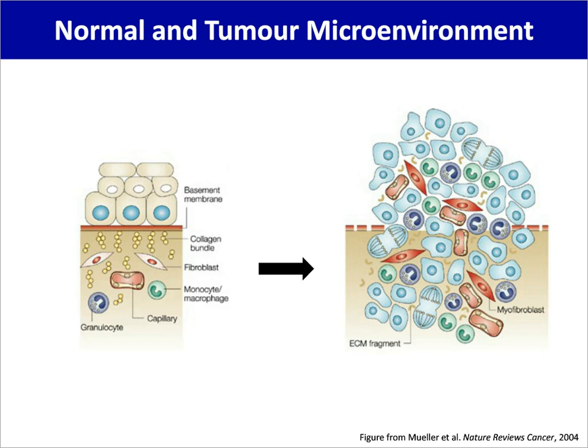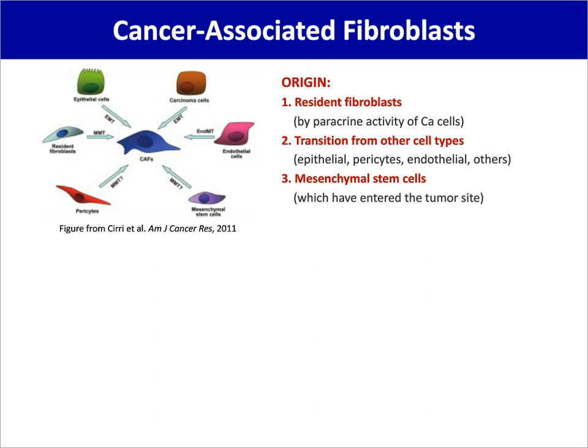Now, a major component of the tumor microenvironment are cancer-associated fibroblasts. While the origin of cancer-associated fibroblasts is somewhat controversial, they could result from the activation of resident fibroblasts, for example, through paracrine factors released by tumor cells, as nicely demonstrated by the first speaker. There's increasing evidence suggesting that infiltrating mesenchymal stem cells could differentiate to cancer-associated fibroblasts, or even epithelial cells or cancer cells could undergo an EMT-like process, taking up a CAF-like phenotype.